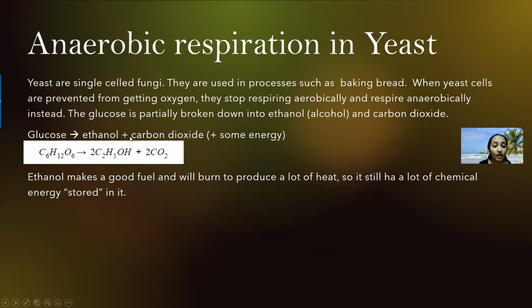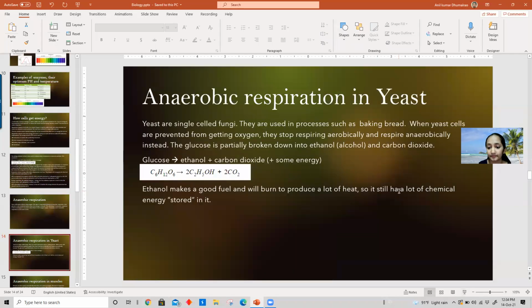Glucose gives you ethanol plus carbon dioxide plus some energy. So this is a word equation, and the chemical equation says C6H12O6 gives you 2C2H5OH, which is the formula for ethanol, and carbon dioxide, 2CO2, and some energy. Ethanol makes a good fuel and will burn to produce a lot of heat. So it still has a lot of chemical energy stored in it.